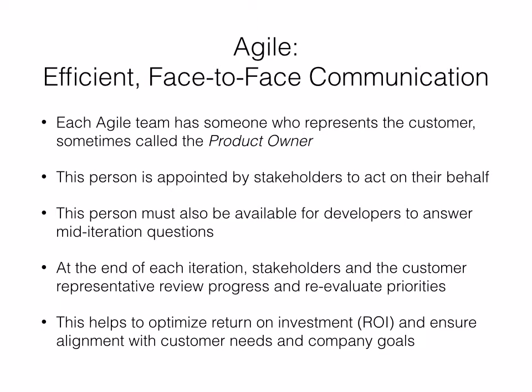They are an ingrained, embedded part of the team, whether it's at the end of an iteration or in the middle of an iteration, to be able to answer questions about a particular task. At the end of each iteration, stakeholders and the customer representative, this product owner, are the ones who review progress and reevaluate priorities. It could be that the priority list you had in a particular order after a particular iteration, based on what you've done, doesn't make a difference anymore. You have to reprioritize, and you have to be able to adapt to those reprioritizations.